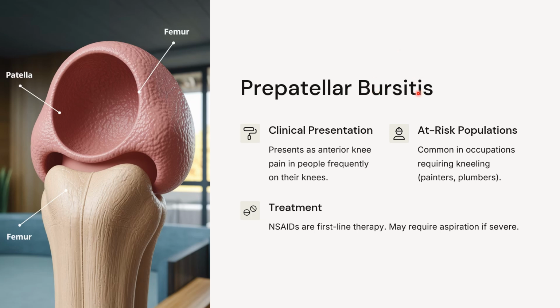When that bursa is inflamed, it results in this condition, that is prepatellar bursitis. Here the patient will be presenting with an anterior knee pain, especially in those who are frequently on the knee. So it is also known as housemaid's knee, but it is common in painters, plumbers, or those whose occupation requires kneeling. Since the bursa is inflamed, that is there is an inflammation, non-steroidal anti-inflammatory drugs are the first therapy. If the bursitis is very severe, then aspiration may be required.